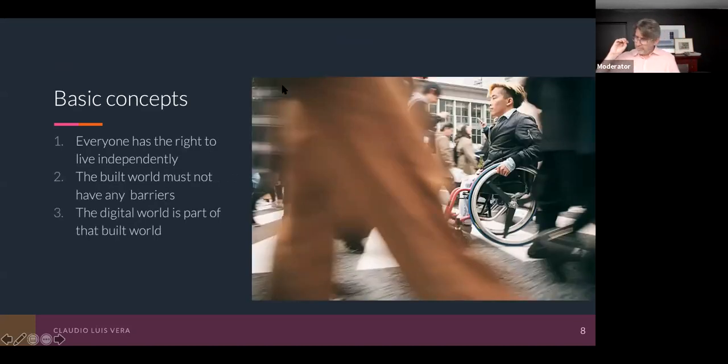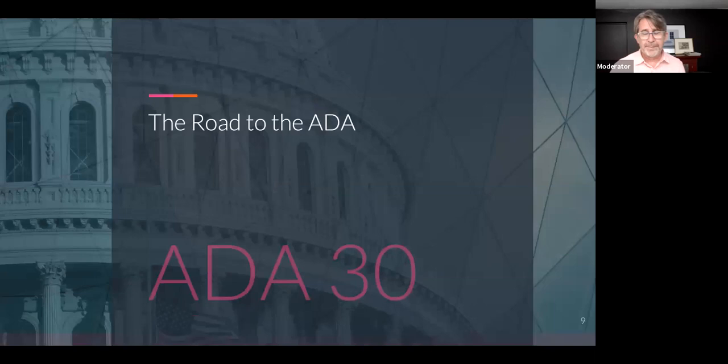So a couple of real basic concepts from last time. Everybody has the right to live independently. The built world must not have any sort of barriers to keep people from living independently. And as we're going to see as we start getting into the ADA and Title III, the digital world is increasingly being considered the equivalent of that built world. It just so happens that this year is the 30th anniversary of the Americans with Disabilities Act.